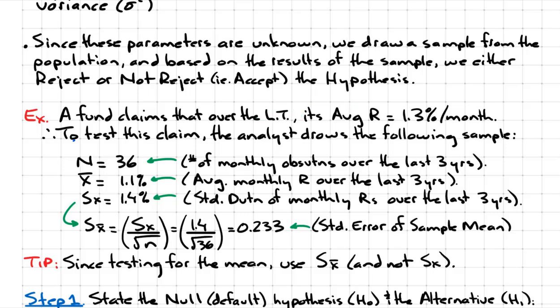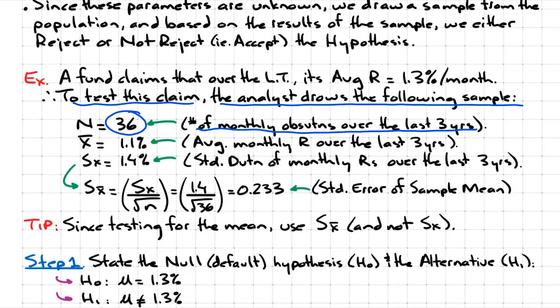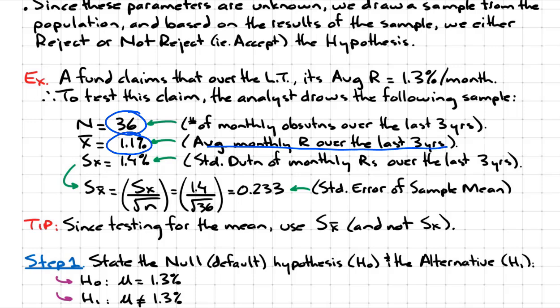Now, to test this claim or hypothesis, the analyst will draw the following sample. While the analyst does not have access to all the monthly returns of the fund, let's just say that she's able to draw 36 months worth of return data. So that's the number of monthly observations over the last 3 years. Based on her sample of 36 observations, she calculates that the average monthly return for the sample is 1.1%, and at the same time, the standard deviation within that sample is 1.4%.